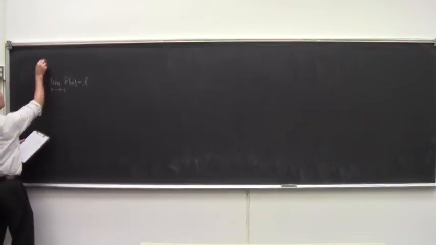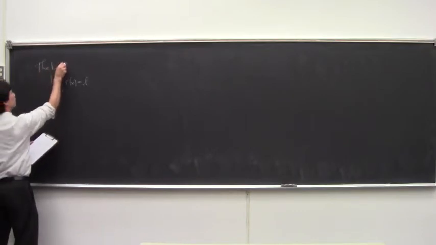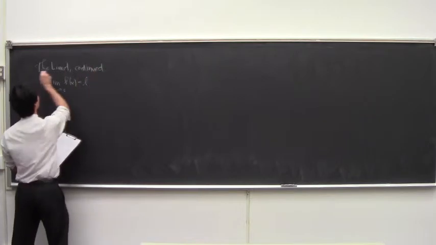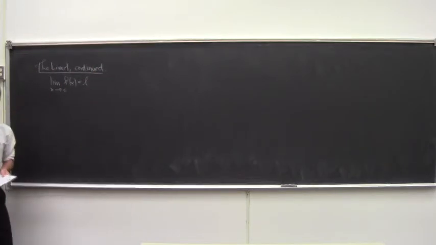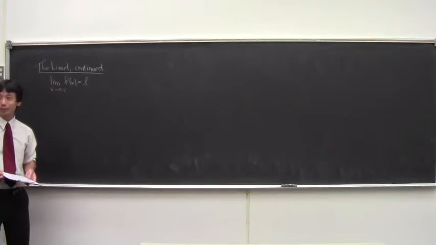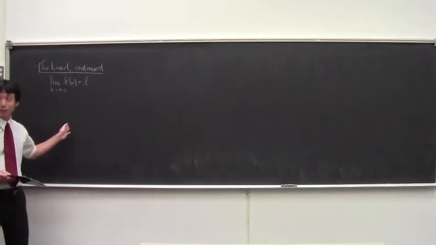The limit of f of x is L as x approaches c. What does that mean? Kylie. Okay, so as the inputs get closer to c, the outputs get closer to L, right?